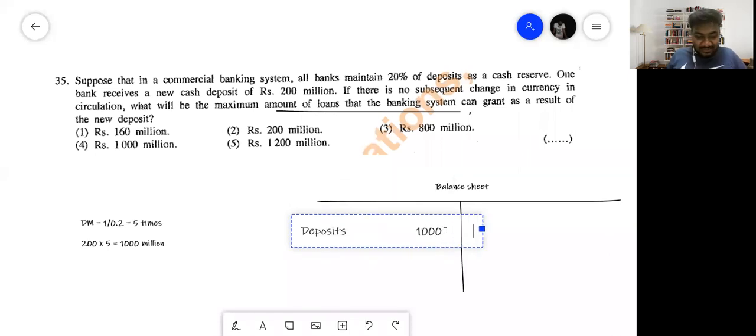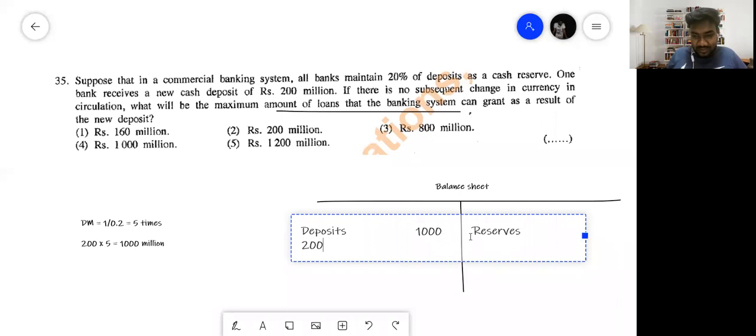So how much of reserves will this have? Yes, the reserves will be the 200, right? The initial deposit becomes the reserves. Okay, the reserves is 200, and then how much of loans? The balance is the loans, right? So the loans is 800. So that's how you find that out.